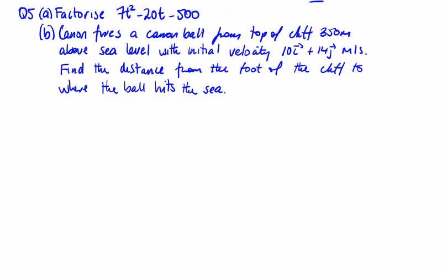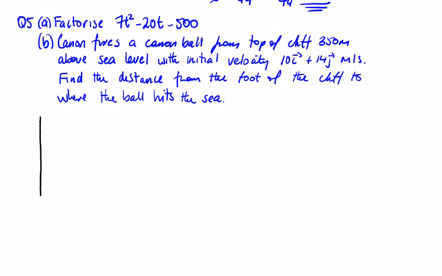Question 5, you're asked to factorize 7t squared minus 20t minus 500, and then you're told a cannon fires a cannonball from the top of a cliff 350 meters high. Do a diagram as you're reading this question.